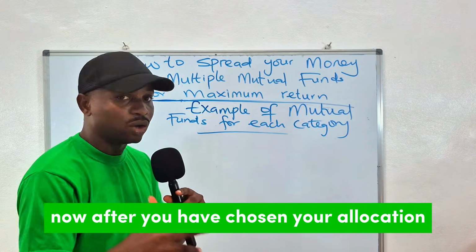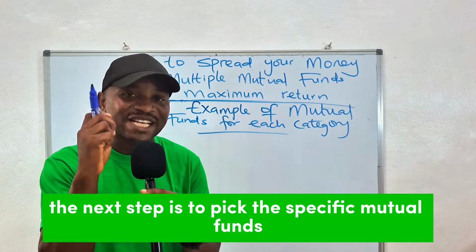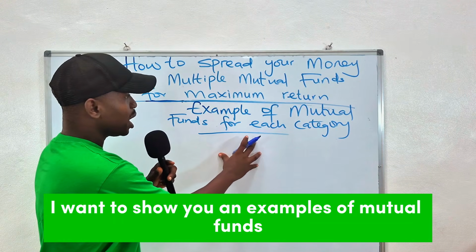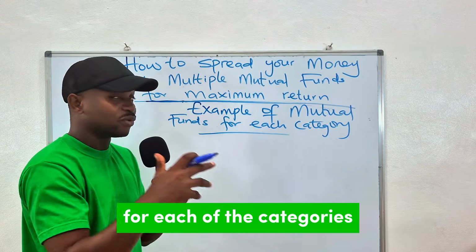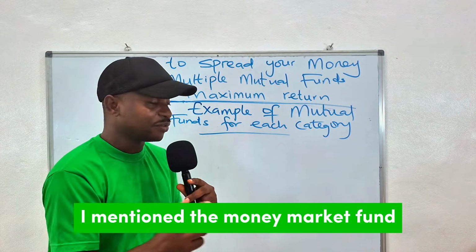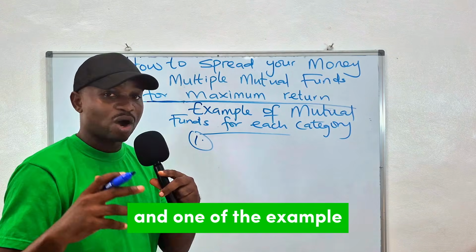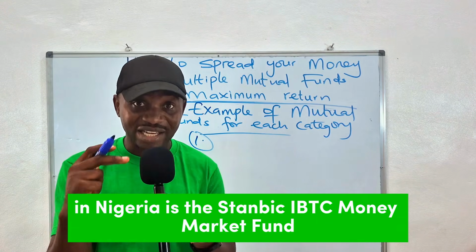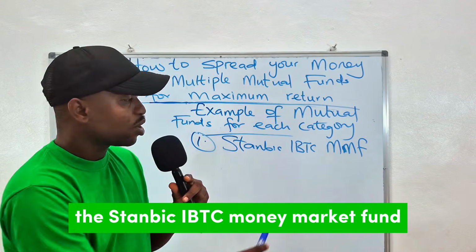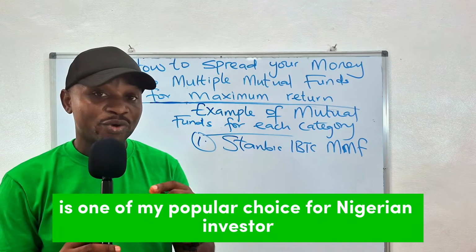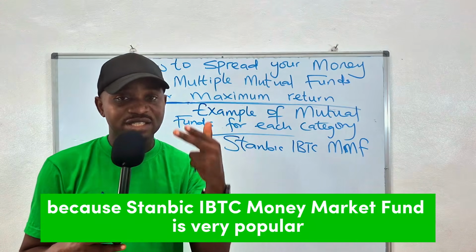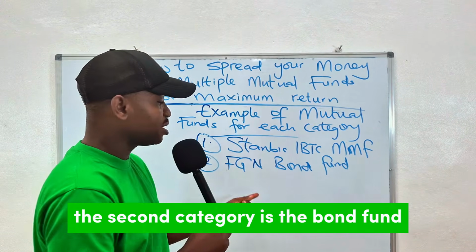Now, after you have chosen your allocation, the next step is to pick the specific mutual funds you want to invest in. For example, I want to show you examples of mutual funds for each of the categories I have mentioned in this video. I mentioned the money market fund, and one example of a money market fund you can invest in Nigeria is the Stanbic IBTC Money Market Fund. It is one of my popular choices for Nigerian investors because it is very popular.